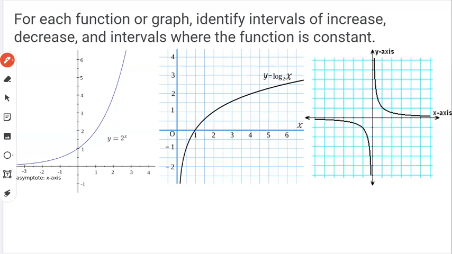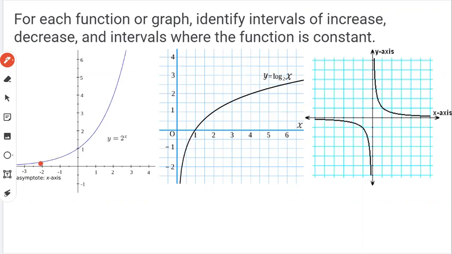So for this function, we're looking at y equals 2 to the x power. So this is an exponential function. And this function is actually the graph of exponential growth. So we're going to be identifying intervals of increase when the function is going up. We're going to be identifying intervals of decrease when the function is going down, and intervals where the function is constant, right? If it's flat, we would say the function is constant.